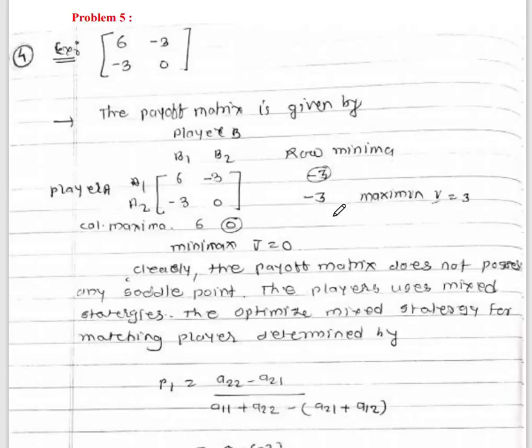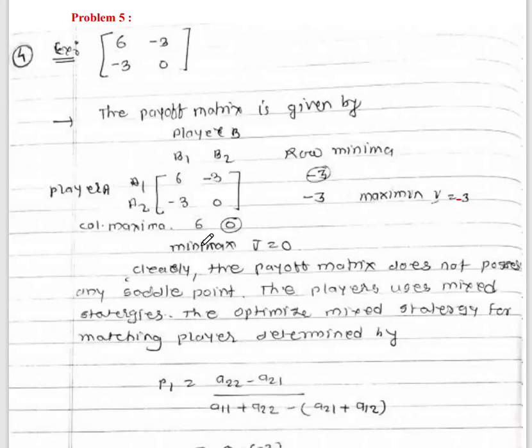Row minima means select the smallest value in each row, that is minus 3, and this is minus 3. Maximin means the largest value in the row minima, that is minus 3. Column maxima means select the largest value in each column, that is 6, and this is 0. Minimax means the smallest value in the column maxima, denoted by upper V bar. If you see, clearly the given payoff matrix does not possess any saddle point. The players use mixed strategies.